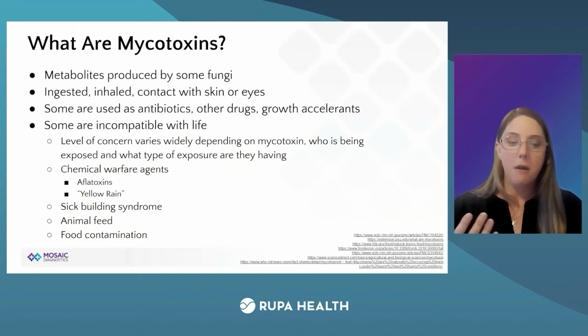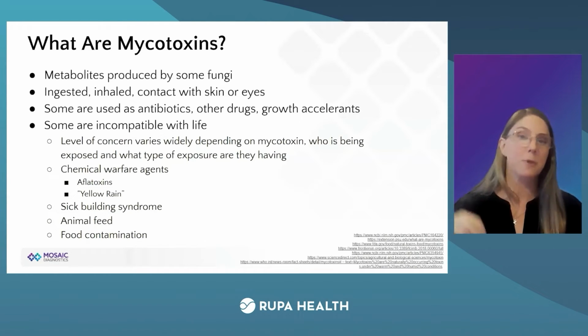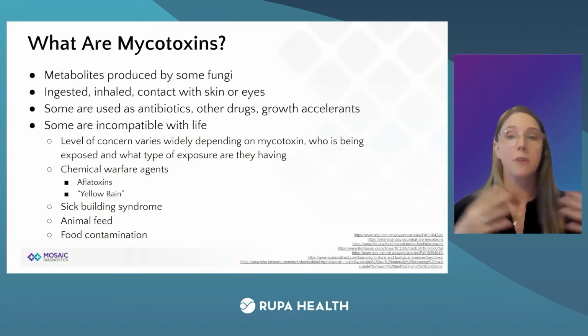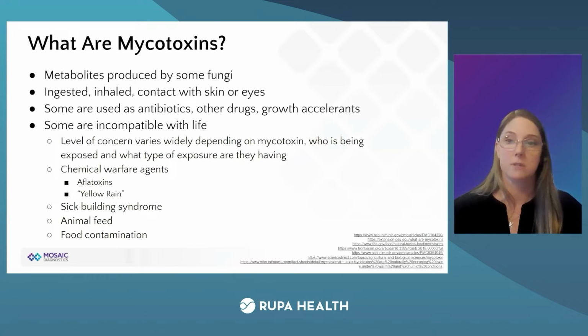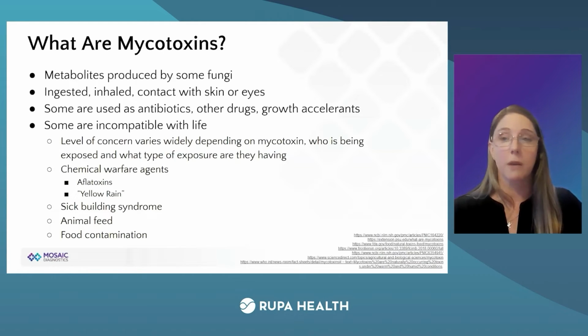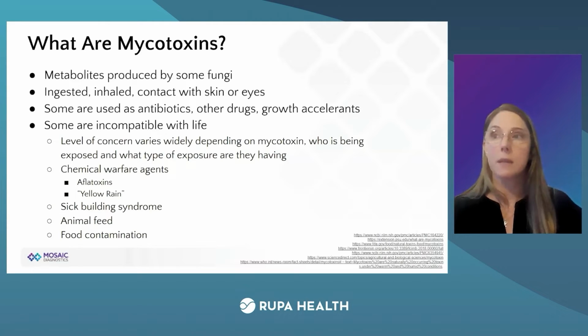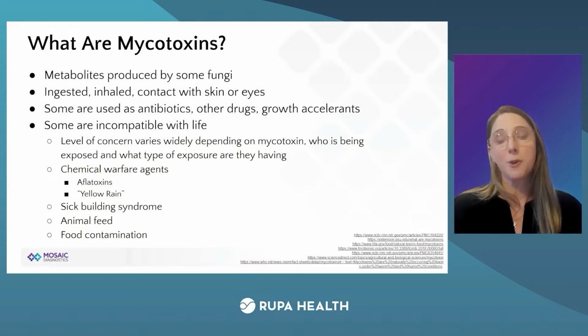And so some are incompatible with life. It varies widely: the level of exposure, the route of exposure, who the person is, and all the other insults that they've had to deal with. Many of these are used as chemical warfare agents. You have your Agent Orange, you've got your aflatoxins, and we're all pretty well aware these are the things we're talking about when we talk about sick building syndrome. They're in animal feed and they contaminate foods. Most countries have regulations around parts per million or parts per billion that are allowable in our food system.